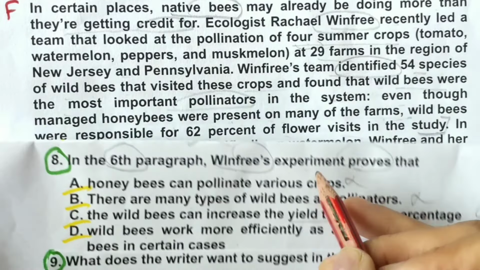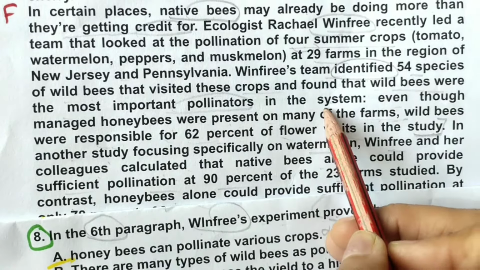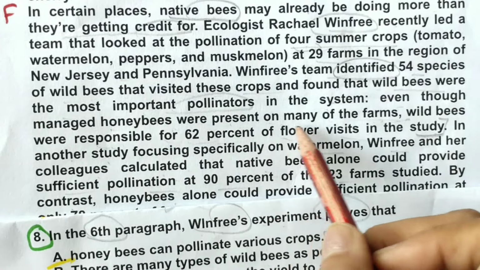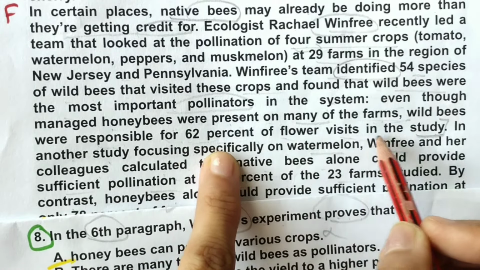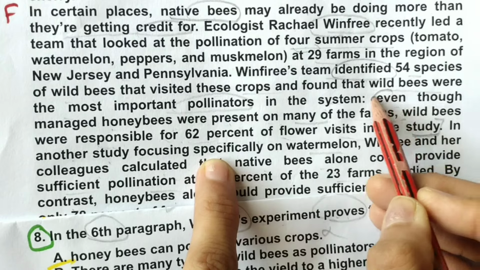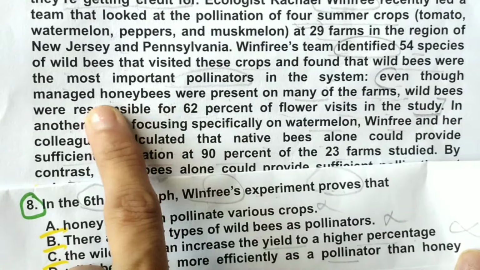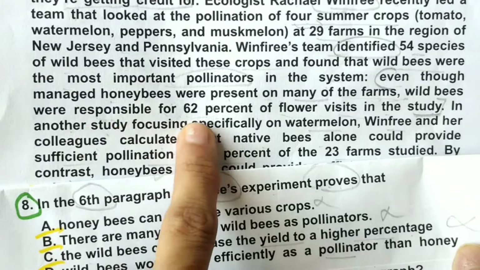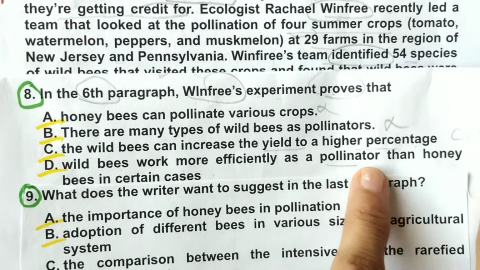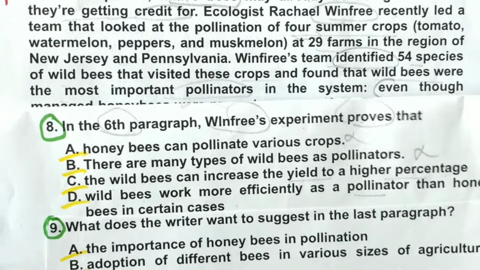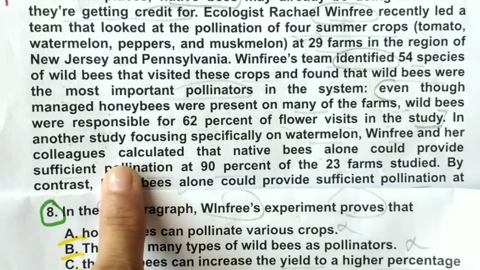This also we can find: the most important pollinators in the system. Even though managed honeybees were present on many of the farms, wild bees were responsible for 62% of flower visits in the study. So this is the thing they have said. Wild bees work more efficiently as a pollinator than honeybees in certain cases. So this we can select it. Okay, so this is the location you can find.